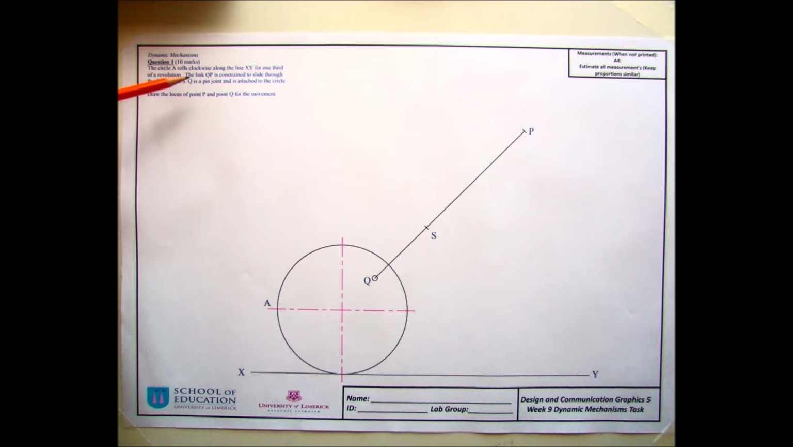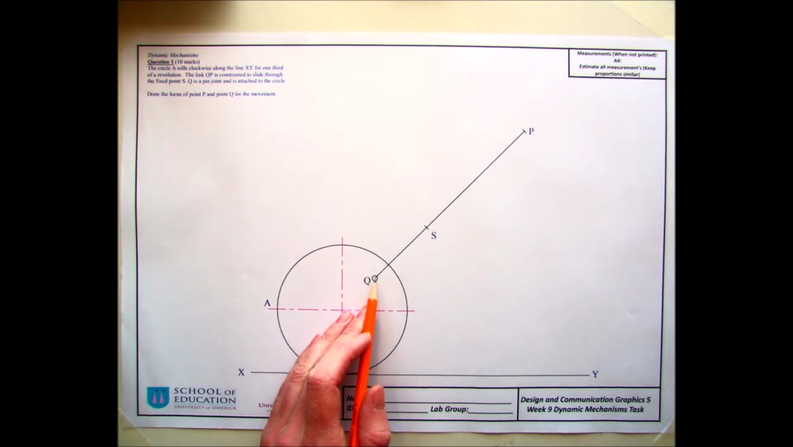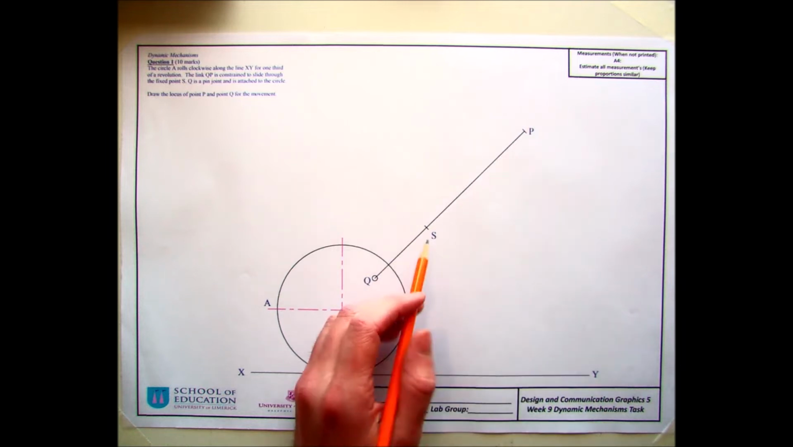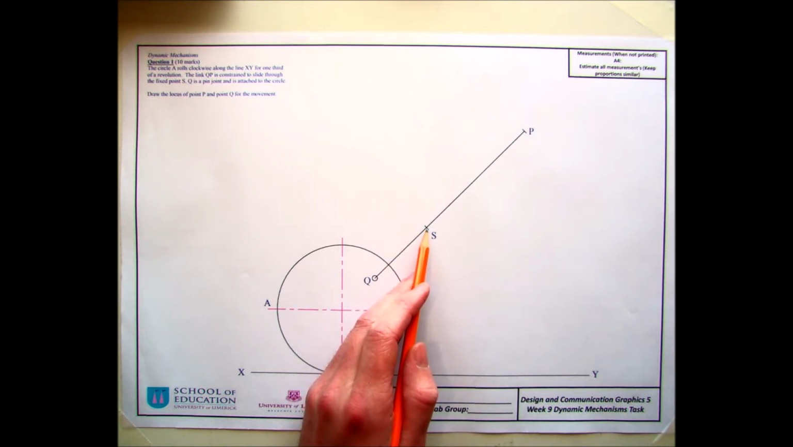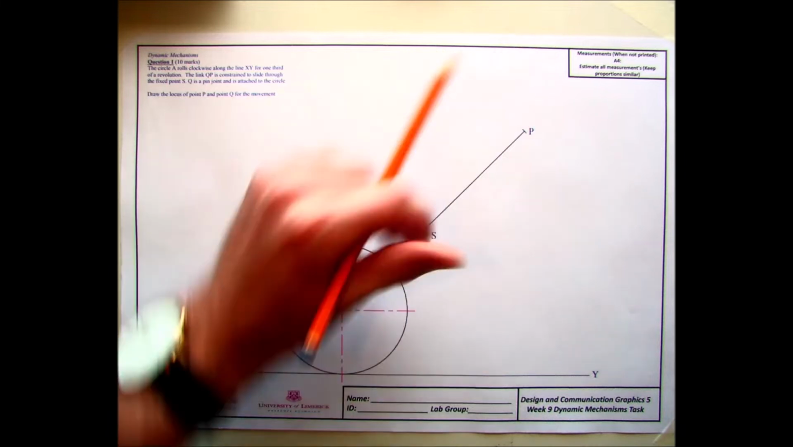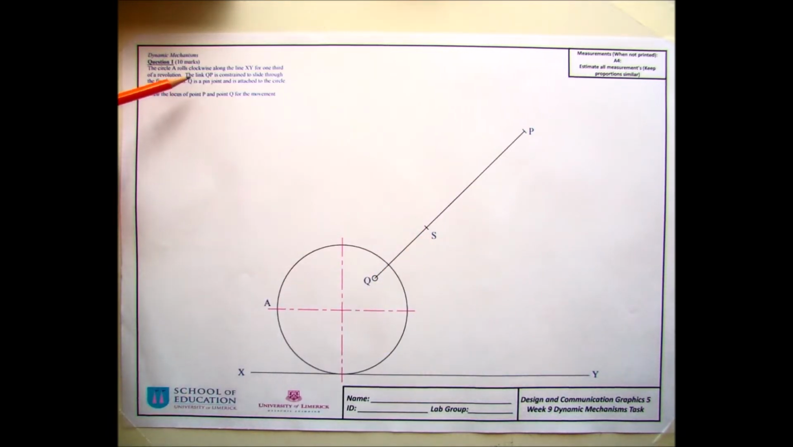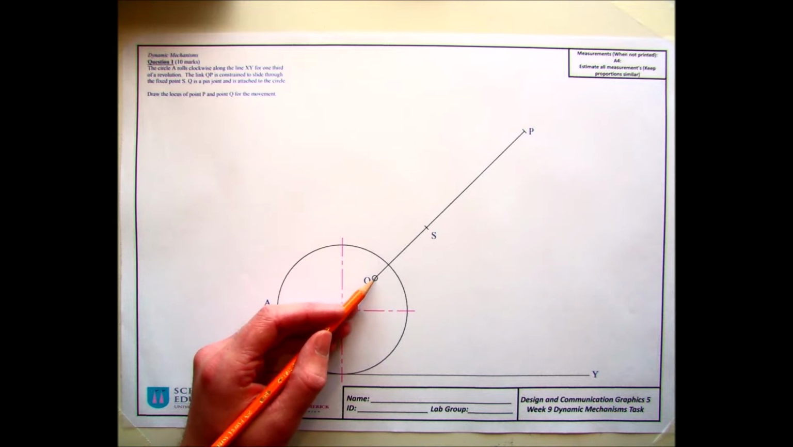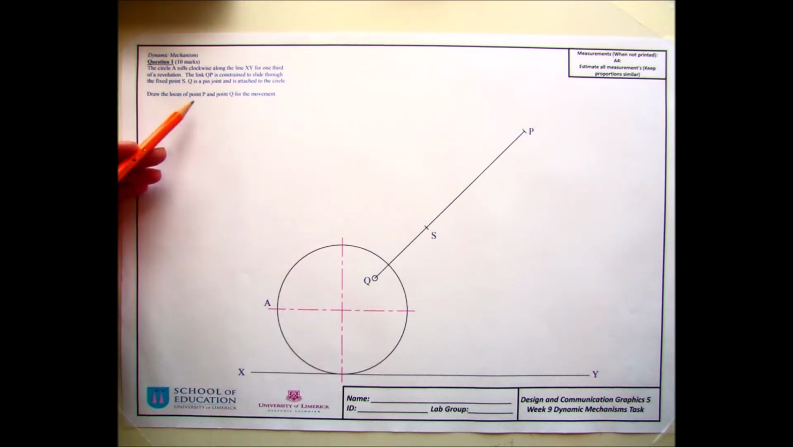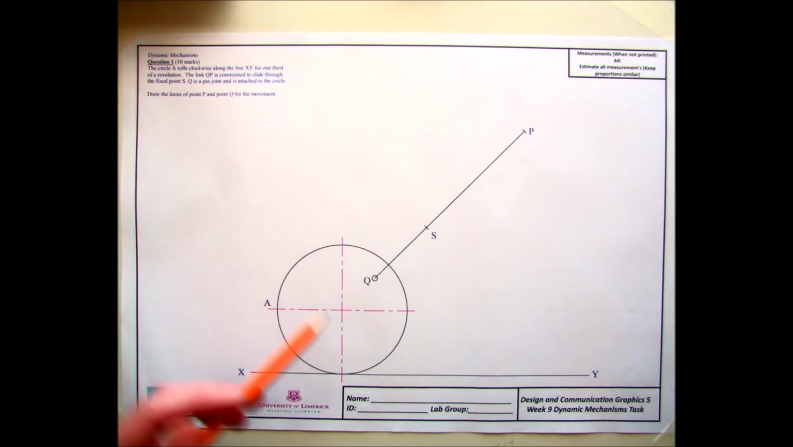Now if we also look here, the link QP is constrained to slide through the fixed point S. So basically our linkage QP here is going through this point S. Now the distance stays the same, but this point X is fixed. Let's say Q is a pin joint attached to the circle. So Q stays constant on the circle itself. Draw the locus of point P and point Q for the movement.